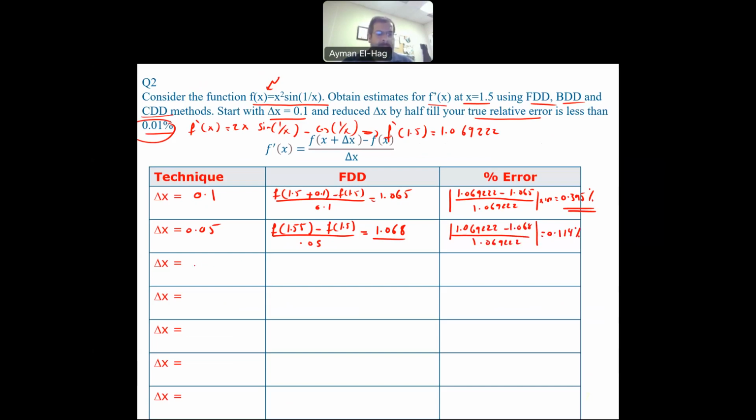So we'll keep doing this, okay? We keep on, so we'll go for 0.025, 0.0125 until we finally reach the value where we reach the required error, which is basically when we reach the value of 0.01565, and from this you will find that your derivative is equal to 1.06912, and the error will be equal to 0.00954%, and at this delta x we reach the required error. Okay, so we just keep on doing this until you reach this.